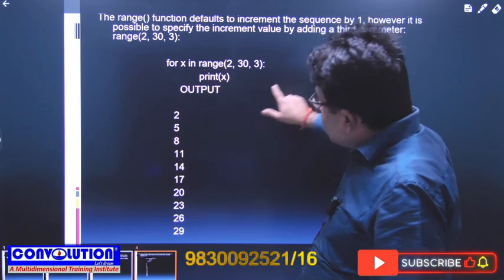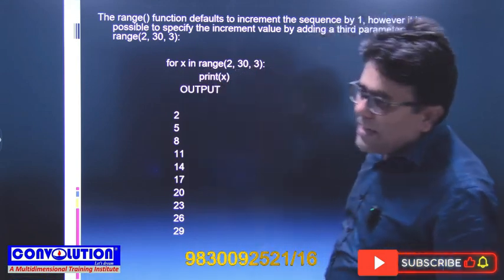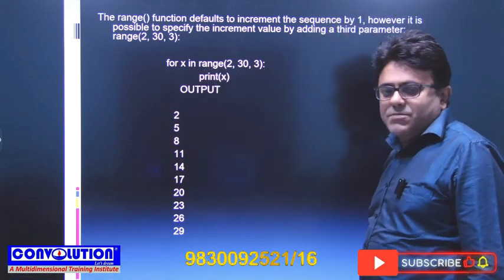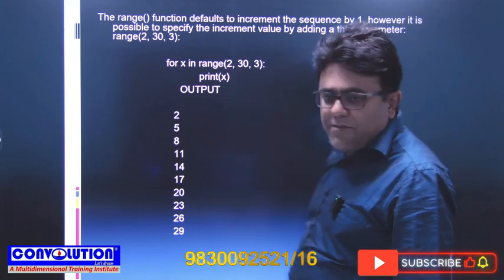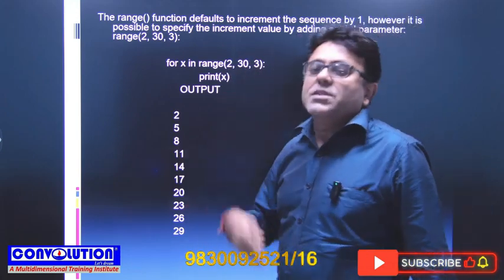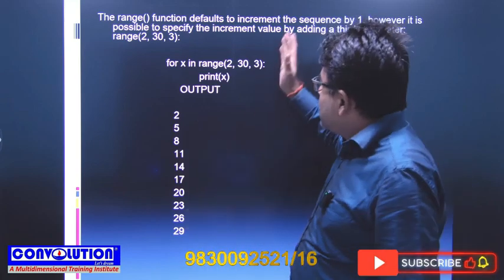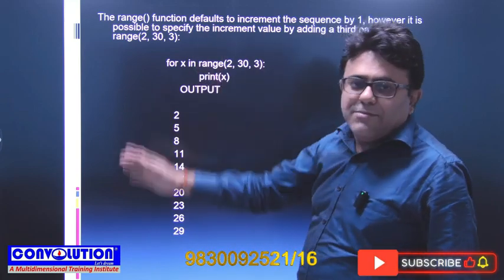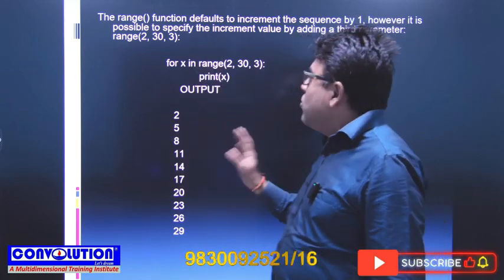So this way, in the range function, we can add 3 different parameters maximum. The first parameter is the starting value. The second parameter is the end value. The third parameter is the incrementation value. If I do not specify it, then by default the incrementation will happen by 1 only.